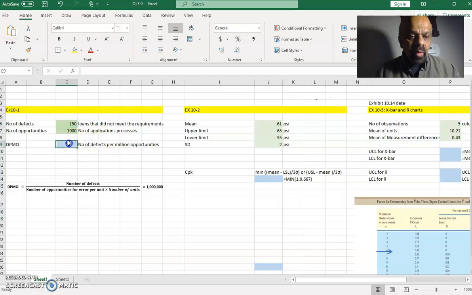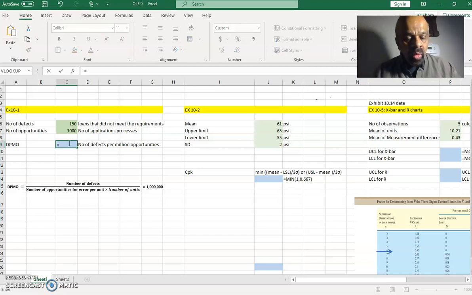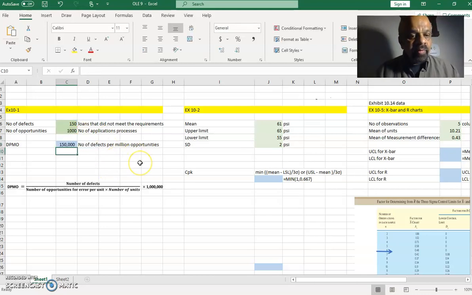So the DPMO, or the defects per million opportunities, is going to be equal to 150 divided by 1,000 multiplied by 1 million. And there is 150,000. This is the number of defects per million opportunities. So that's how you calculate the DPMO. And the equation is given here.